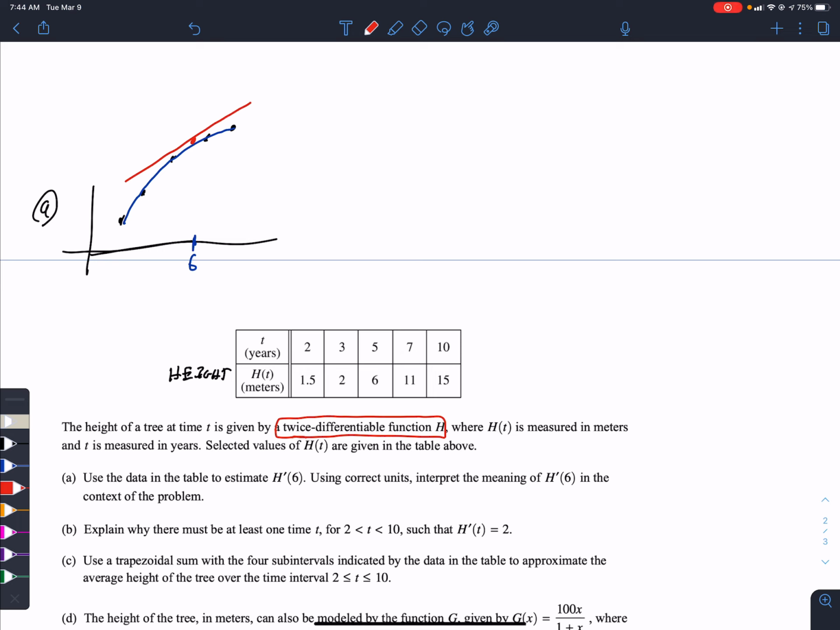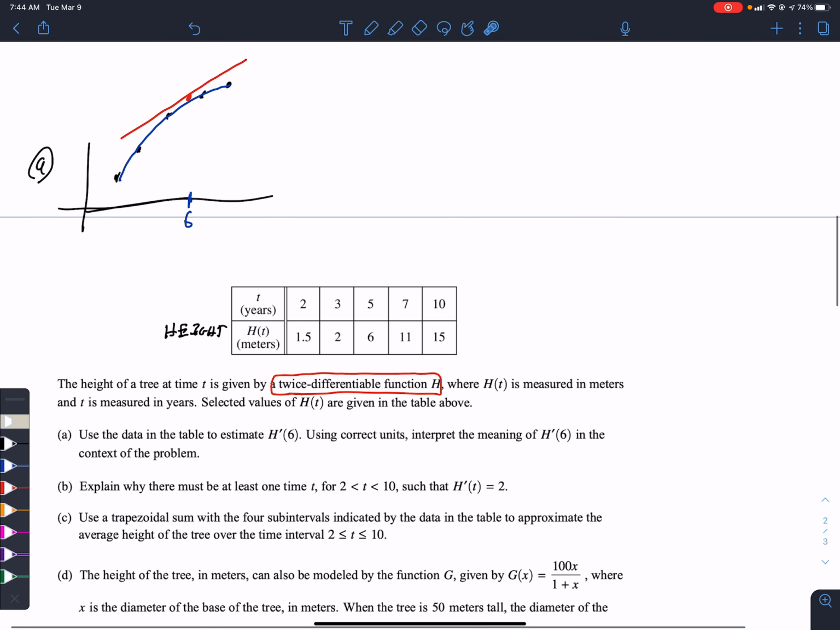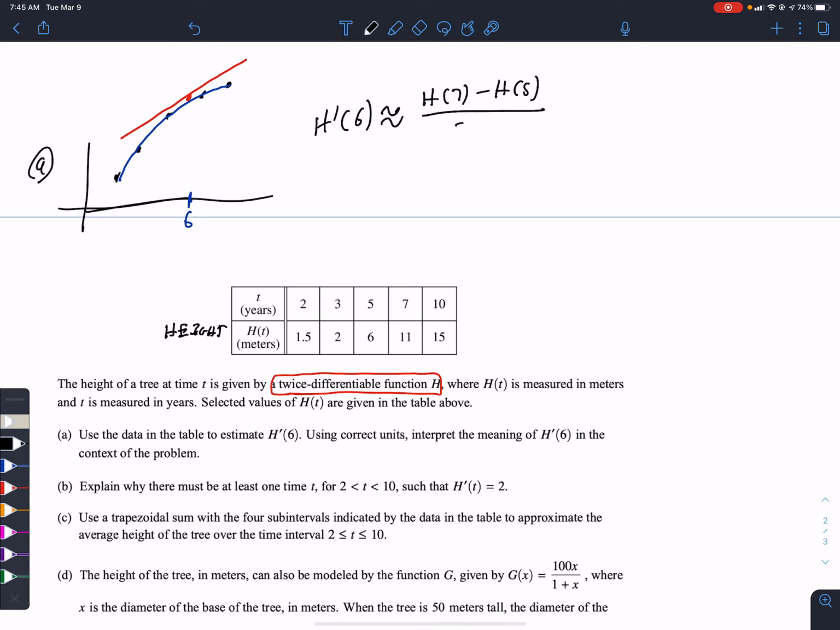So we want that slope. Now, what's the most logical thing to do to estimate the slope of that? You would take the 2 points around it and find the slope between those two. So you find the average rate of change of 2 points around it, and that approximates the slope. Very common. Now, it wouldn't make sense to use these two. You'd want to use the 2 points that are directly next to the point we're trying to approximate. So for part A, h prime of 6 is approximately equal, because it's not exact, to h of 7 minus h of 5 over 7 minus 5, which is 11 minus 6 over 2, 5 over 2. So our answer is going to be 5 over 2, but let's keep reading the question.